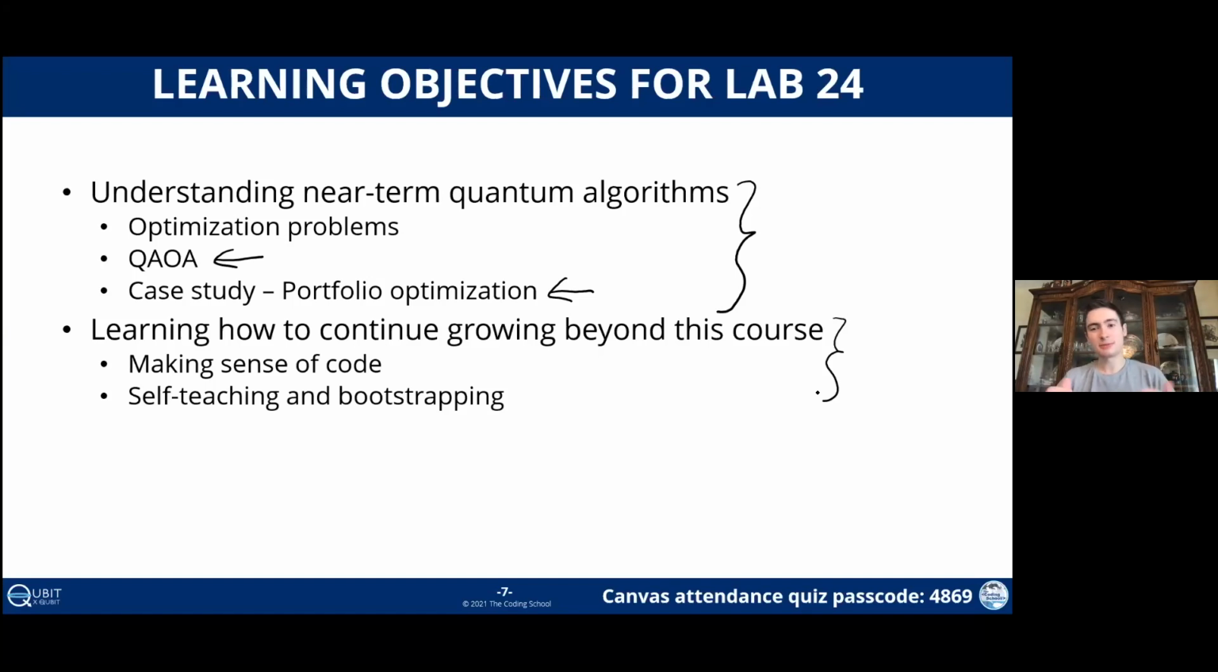Because oftentimes, especially in quantum computing nowadays, the way that a lot of information is shared is it'll just be some notebook that someone wrote. And oftentimes people are in a rush, they don't leave a lot of comments. And so you need to just figure out the code yourself. And so that's what we'll be doing a bit of toward the end.